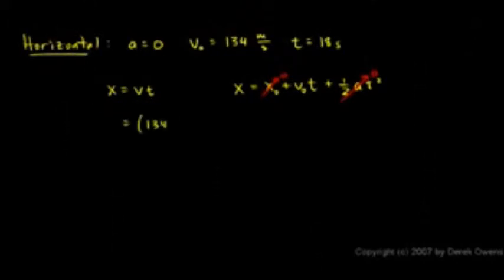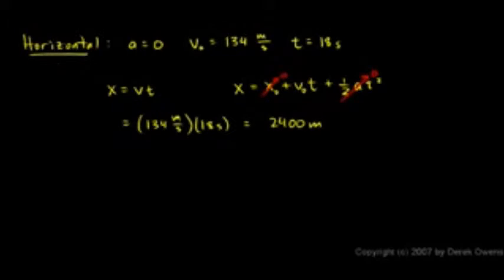And that's 134 meters per second times a time of 18 seconds. That gives us 2,400 meters. So the bomb has to be released when the plane is still 2,400 meters away from the point directly over the target. And that's a substantial distance. That's about 1.5 miles. If you didn't take that into account, you would miss your target by 1.5 miles.